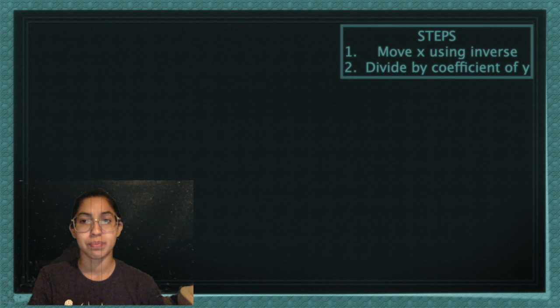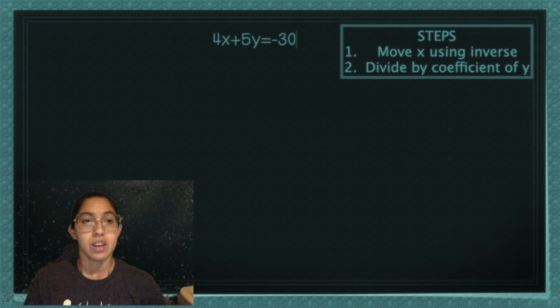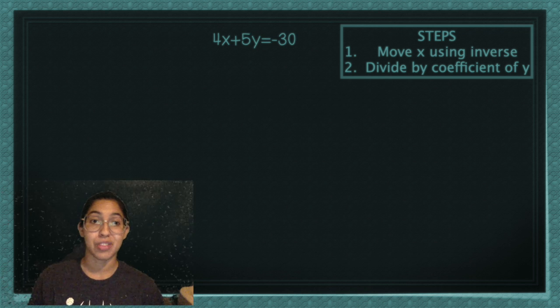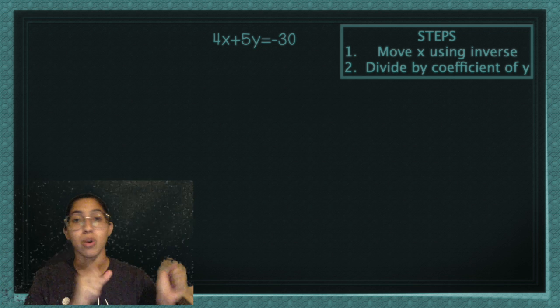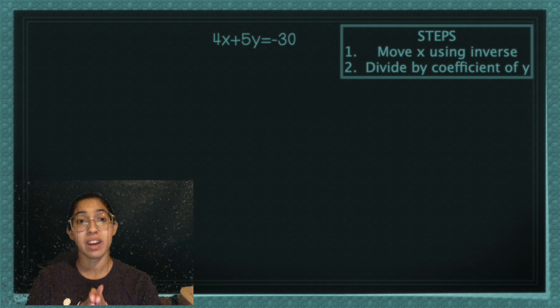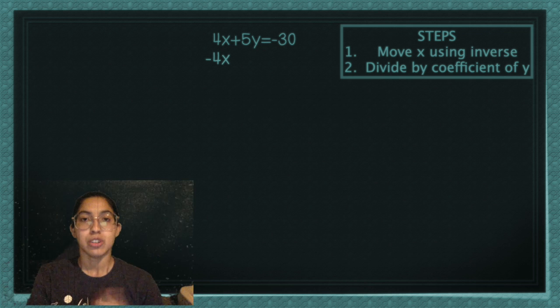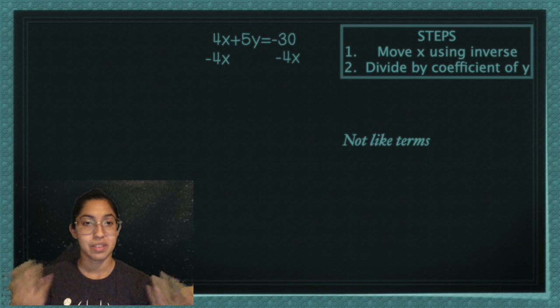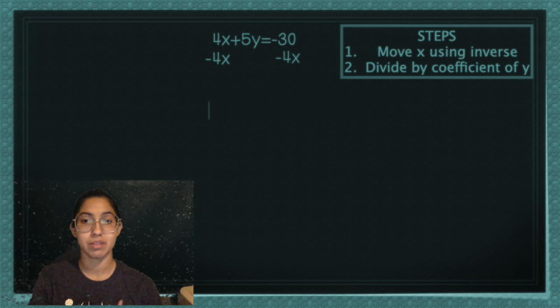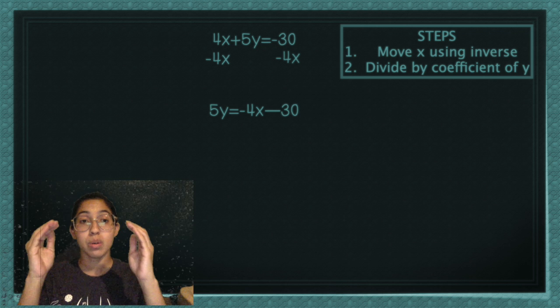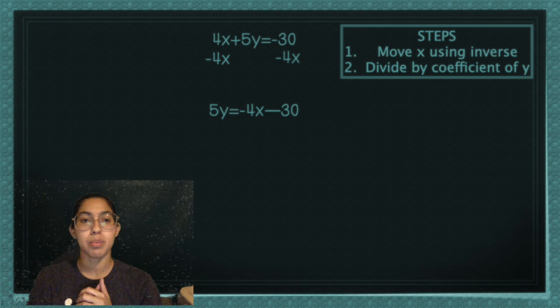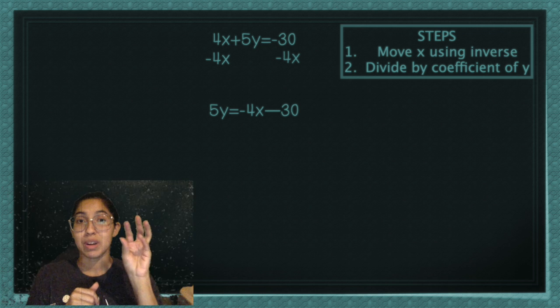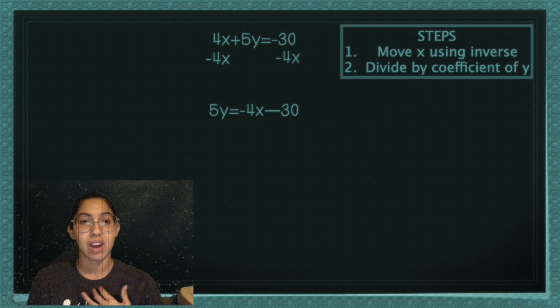So let's do another one. Again, steps, move x using the inverse, divide by the coefficient of y. So here we have 4x plus 5y equals -30. So we need to get 4x to the other side, and we need to get rid of 5. That is our coefficient of y. So to get rid of positive 4x, we are going to subtract 4x from both sides. Again, not like terms, so we need to just put them together. When you move from one step to the next step, it is super important that you make sure you bring down the coefficient and everything. So we have 5y equals -4x minus 30.